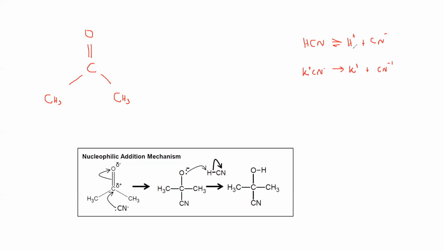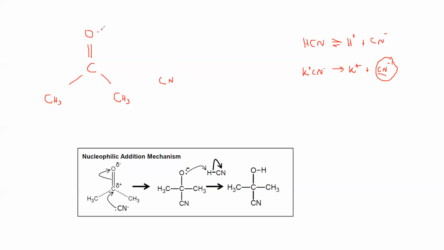First, you have hydrogen cyanide. This is a reversible reaction, and the second is dissociation of KCN, which contains K plus ion and cyanide minus ion. This is a nucleophile. So first, this CN ion will attack.